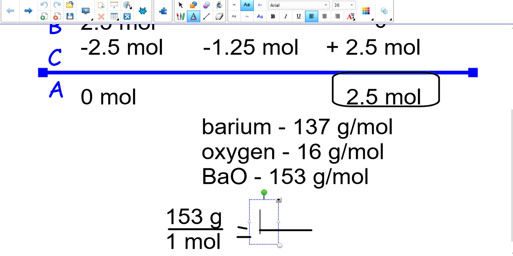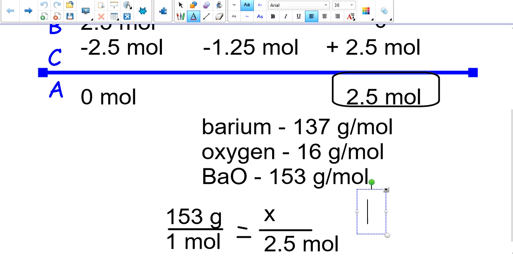When I set up my proportion here, well, what's going to go on top? Well, let me just ask you, from this information, do I know how many grams? No, that's what I'm trying to find, so I'm going to call that X. Down on the bottom, do I know how many moles there are? Well, sure. I know that I have formed 2.5 moles. So then how do I solve for X? It's just a simple cross multiplication. When you take 153 times 2.5, you get 383. So the correct answer is 383 grams, and that is your final answer.